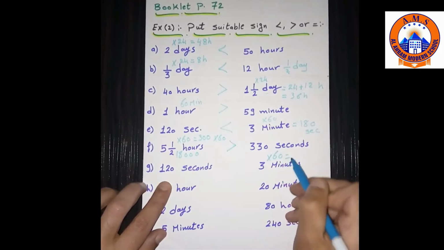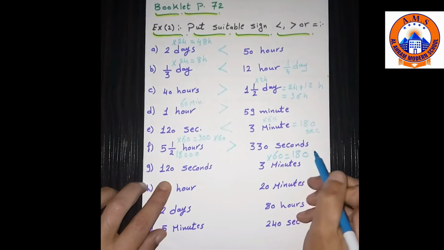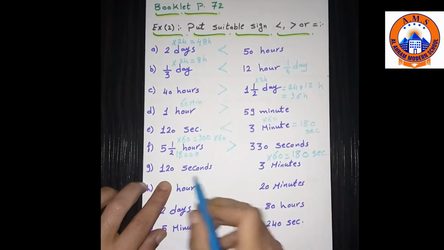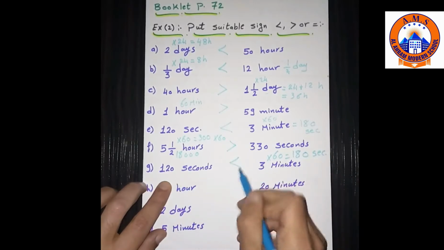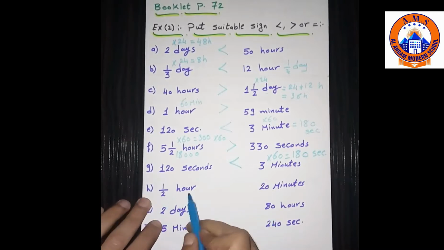I will change it into seconds. 3 by 0 equals 0 and 3 by 6 is 18. We have 180 seconds and here 120. So 180 is greater.